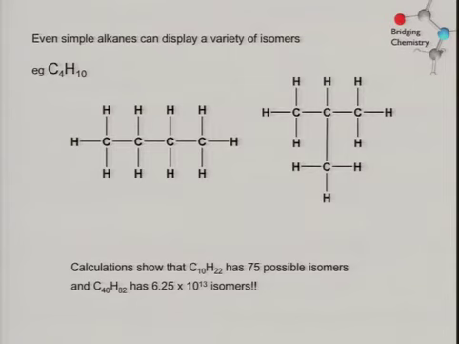If you have C40H82, now 40 is getting up there, but in a sort of a biological context, 40 carbons is nothing. I mean, in proteins you have a few hundred carbon atoms. This has 6.25 times 10 to the 13 isomers, right? Which is a lot.